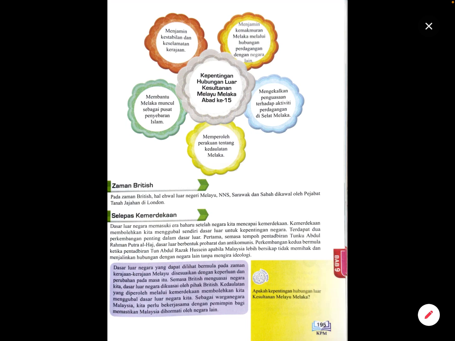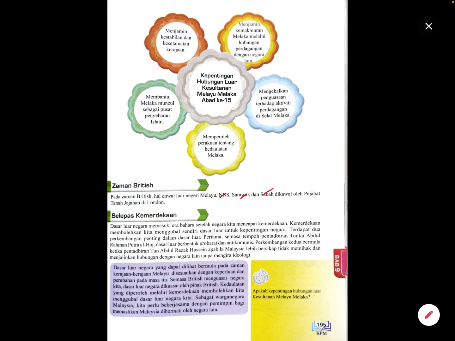Membantu Melaka muncul sebagai pusat penyebaran Islam. After Islam was spread to Malacca, because everyone comes to Malacca, right? So they will obviously know more about Islam. So this is why Malacca is a very good place to spread Islam. Lastly, menjamin kestabilan dan keselamatan kerajaan. Because Malacca is making more friends, that means there will be fewer enemies. So Malacca will be safer.